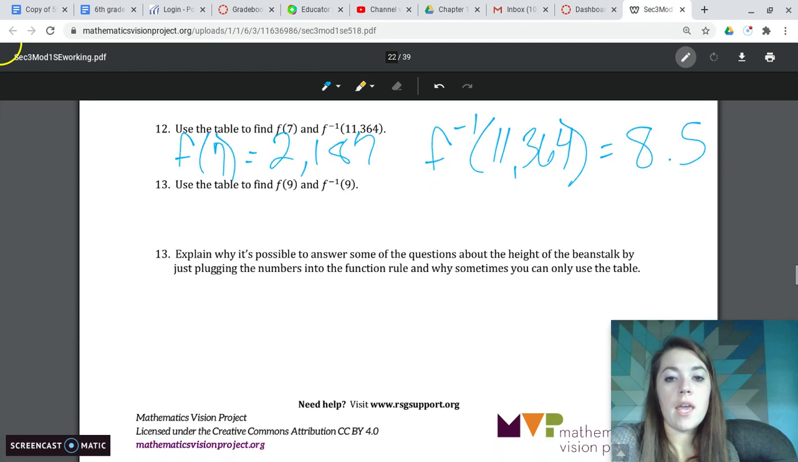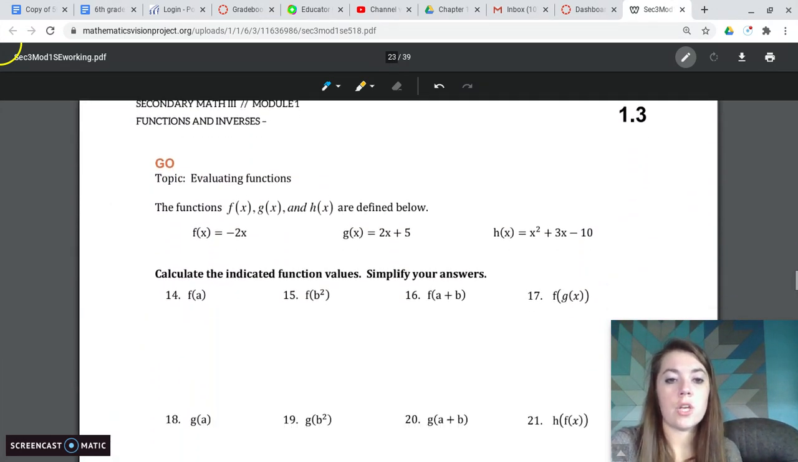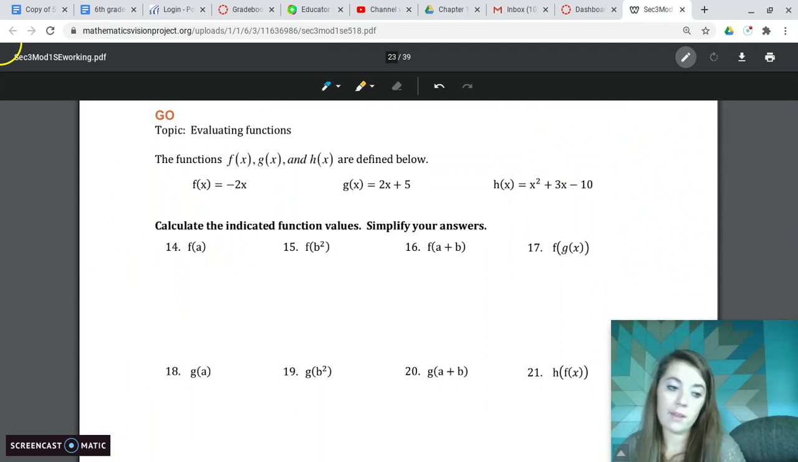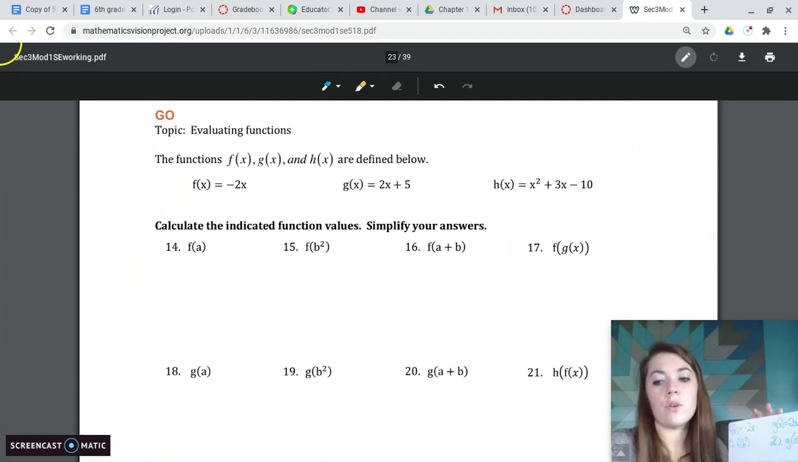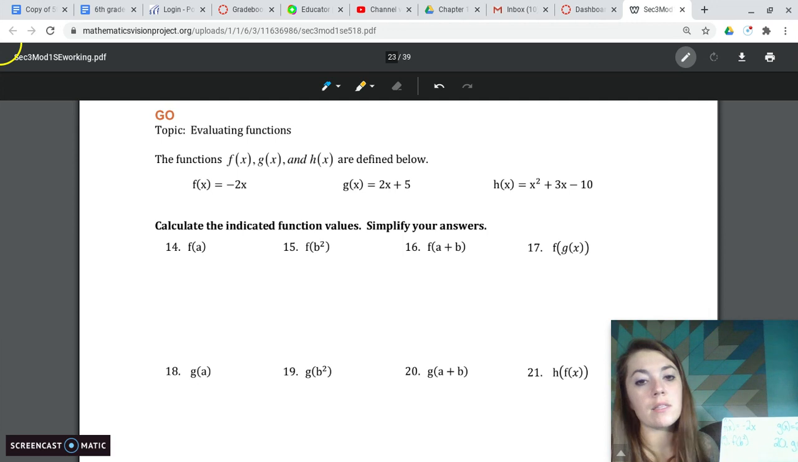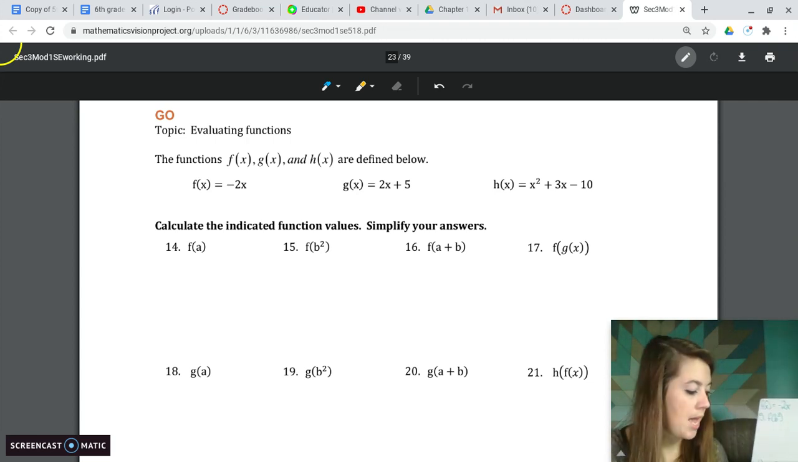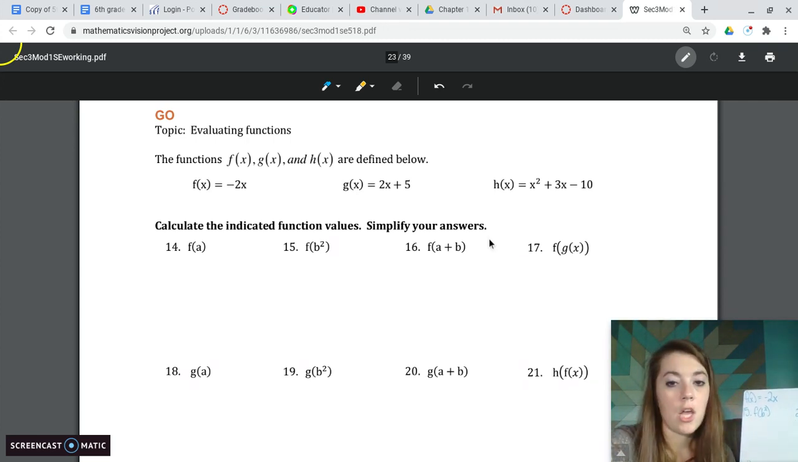All right. The next section is back to evaluating functions. So we have been doing a lot of these. We're going to keep doing them. So you guys are going to be really, really good at solving these. So we have our 3 different functions. F of x equals negative 2x, g of x equals 2x plus 5, and h of x equals x squared plus 3x minus 10. So I'm going to do 3 of these with you.